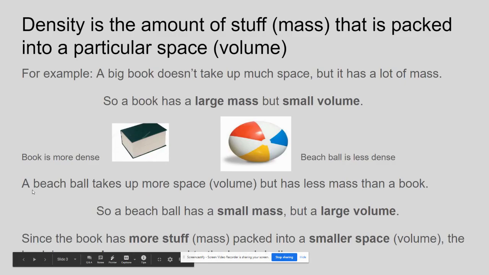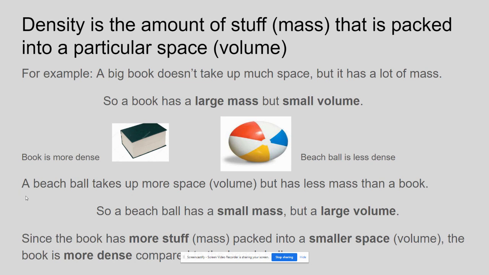Okay, so now we're going to go into some new stuff. So density. Basically what density is, it's the amount of stuff or the mass that's packed into a particular space. So the example that we give is a book. A big book doesn't take up that much space, but if you go to pick it up, it has some heft to it. So a book has a small amount of volume, but it has a larger amount of mass, as opposed to a beach ball. A beach ball takes up more space than a book, but it's not nearly as heavy. It doesn't have as much mass as a book does.